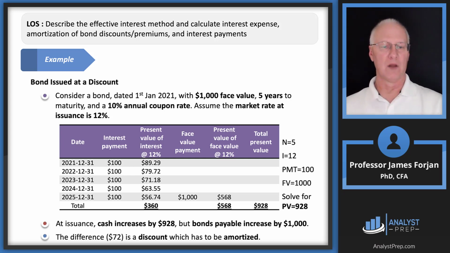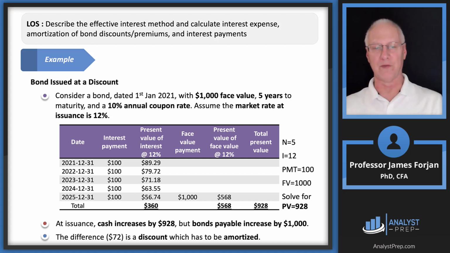Now look at the next column. Notice that this is year 5, and there's that face value payment, that maturity value payment of $1,000, and its present value at 12% is $568. So all we're trying to do here is determine the price of the bond so that we can determine the sales proceeds of the bond. And notice at the bottom, if we take the 360 and we add the 568, we get total present value.